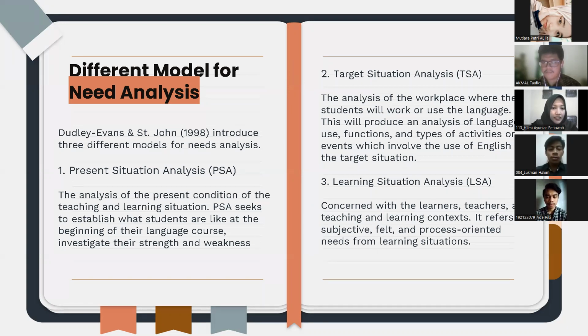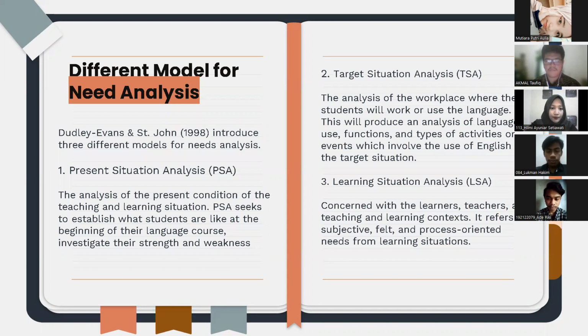And the third is learning situation analysis, or LSA. It's concerned with the learner, teacher, and teaching-learning context. It refers to subjective, felt, and process-oriented needs for a learning situation. And the LSA is directed to what learners want to learn. For example, whether the learners are more comfortable learning individually, or maybe in pairs, or maybe in a group.